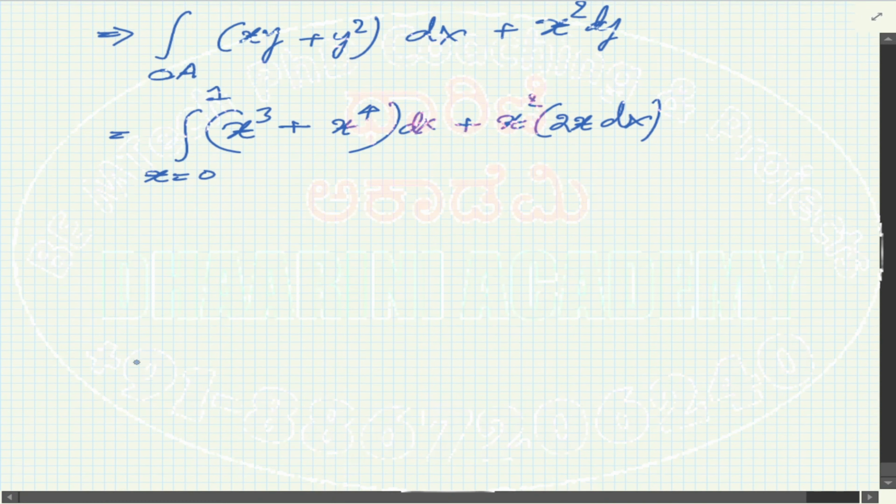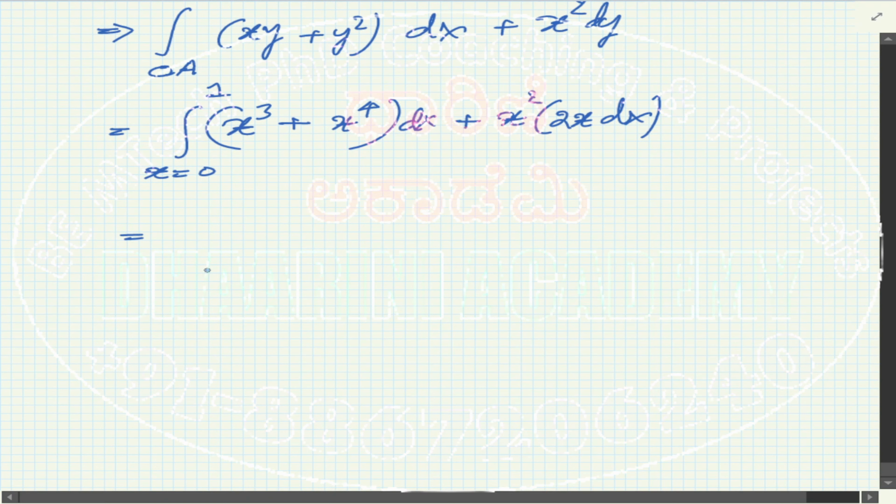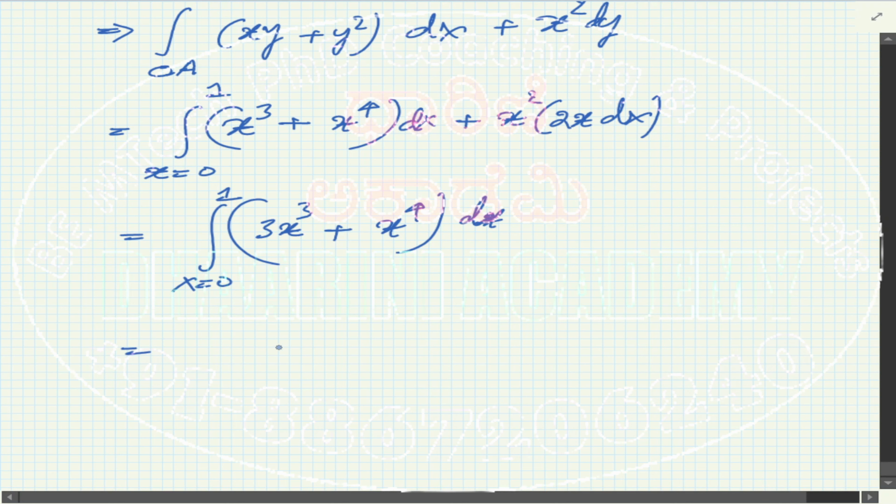So this is the formula to be used in order to simplify, right? So this is x is 0 to 1. We have a x cube and another x cube coming from the last term, that is x square into 2x. So there is a 2x cube. 2x cube plus this x cube makes it 3x cube, plus there is only one term for x to the 4. This is dx. So we have to solve only one term now.